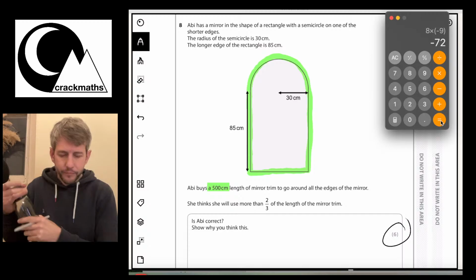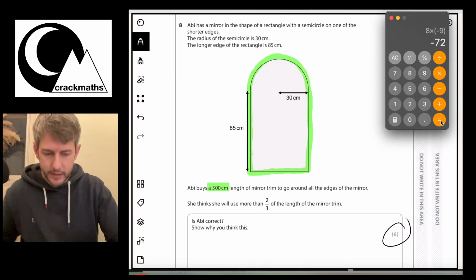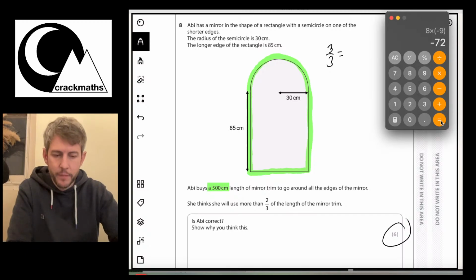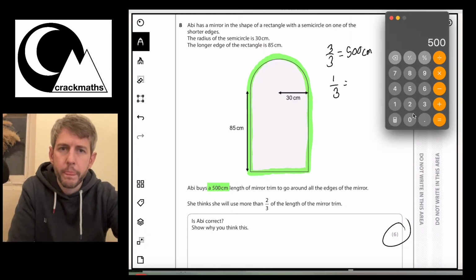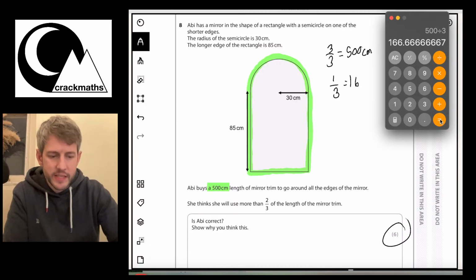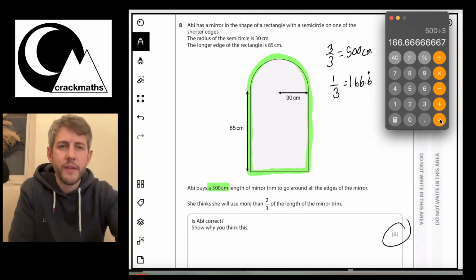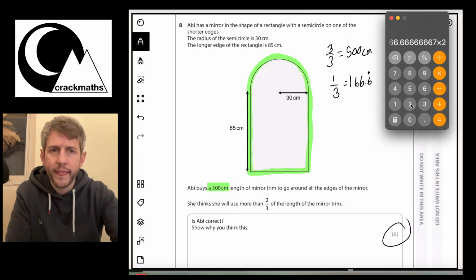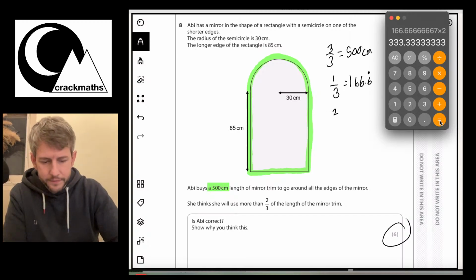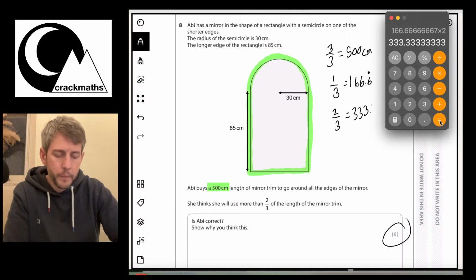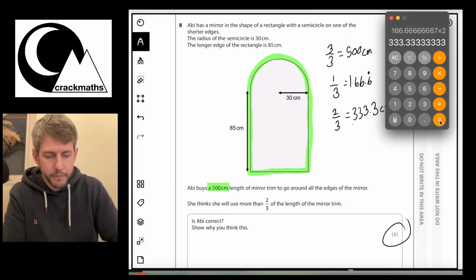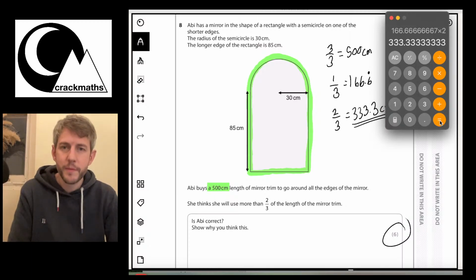So let's have a look. I know that 3/3, which is the whole of the mirror trim, is 500 centimetres. So if I divide that by 3, I get 1/3. So 500 divided by 3 equals 166.6 recurring. And then if I times that by 2, I'll get 2/3. Okay, so there we go. So 2/3 is 333.3 centimetres.